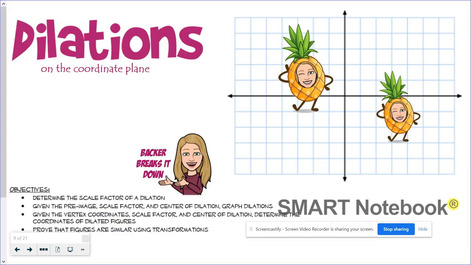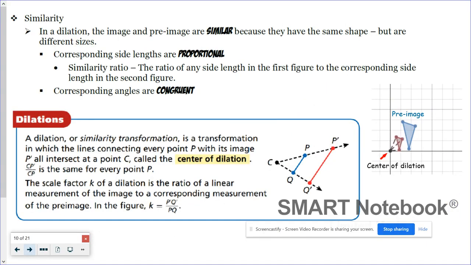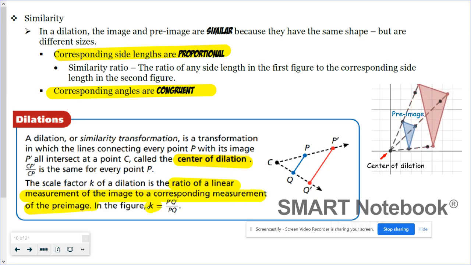We continue to talk about dilations in this episode, but we're going to focus on dilations on the coordinate plane. So, you may recall, in a dilation, the image and the preimage are similar because they have the same shape but are different sizes. Corresponding sides are proportional, and corresponding angles are congruent. When we perform a dilation, we start with our center of dilation. The scale factor is the ratio of any corresponding linear measurements of the image and the preimage. And we simply divide image by preimage to find that scale factor.